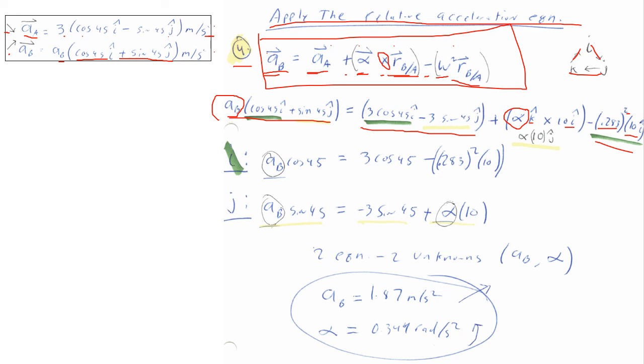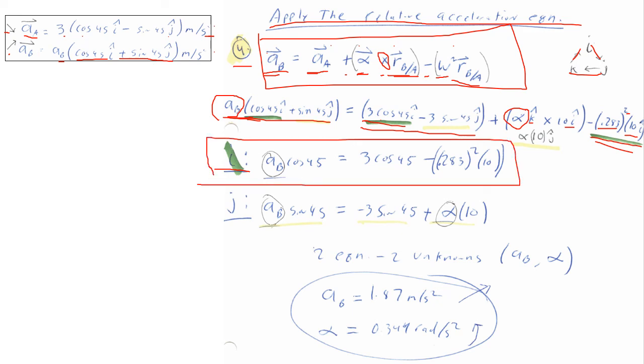How do I get a second equation so that my number of equations matches my number of unknowns? Well, the way that I do that is I break things down in terms of their i and j components, or their x and y components. So now that I've color coordinated this, it makes life easy. So I just deal with my i hat components here. I take everything in green from my relative acceleration equation and plug it in. So in the i hat direction, I have a sub B times the cosine of 45 equal to 3 times the cosine of 45 minus 2.283 squared times my 10. So this is all my i hat direction.